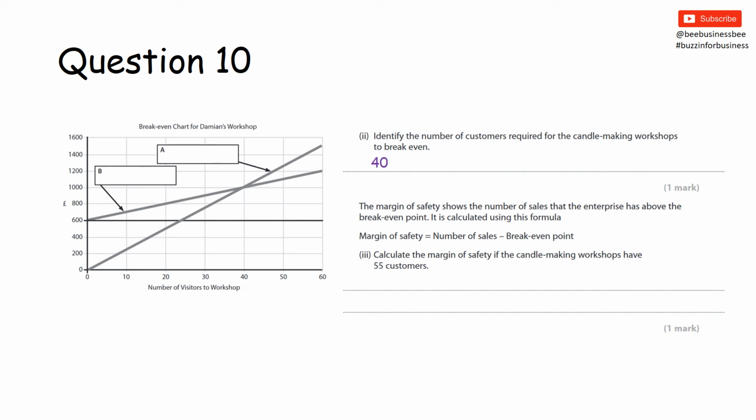So you simply do number of sales, which is 55, minus the break-even point, which is 40, and that will give you 15 customers. If you did that, you would have picked up all the marks, and well done. You're well on your way to getting all your marks in your 12 days of business.